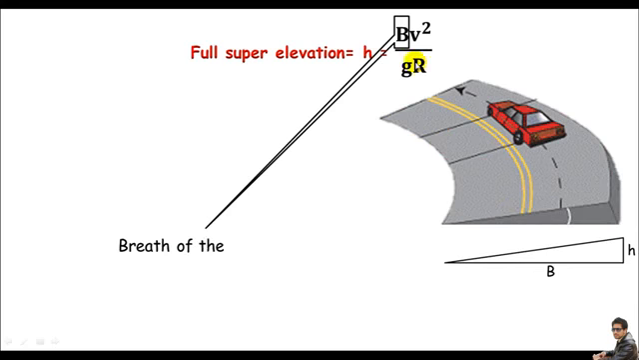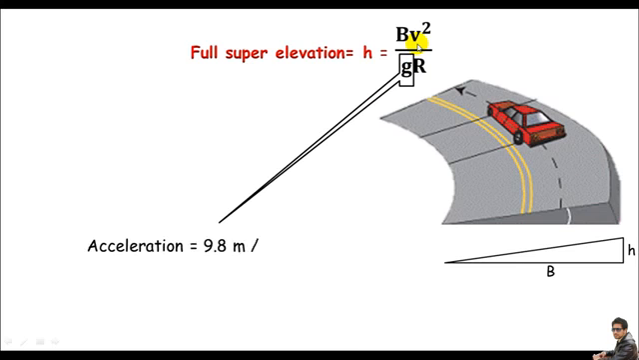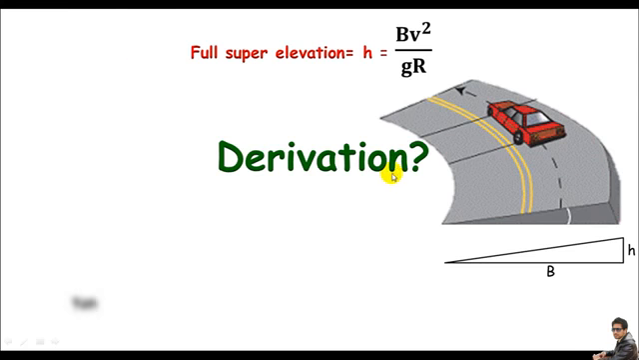In this formula, B just represents the breadth of the road, V is the speed of the vehicle, G is acceleration due to gravity, which is 9.8 meter per square second, and R represents the radius of the circular curve, because the full superelevation is always at the apex of a circular curve. Now let's come straight into the derivation, right?